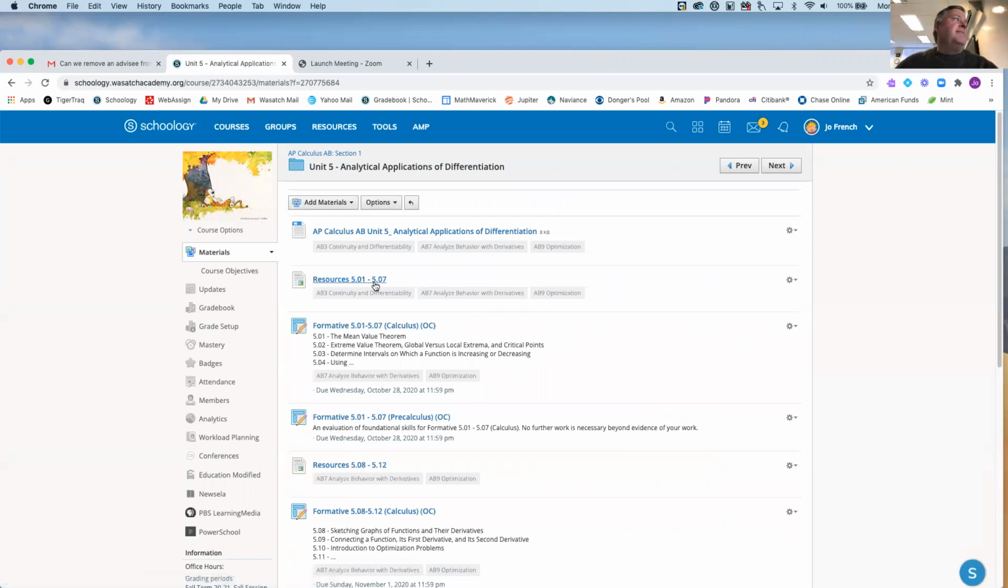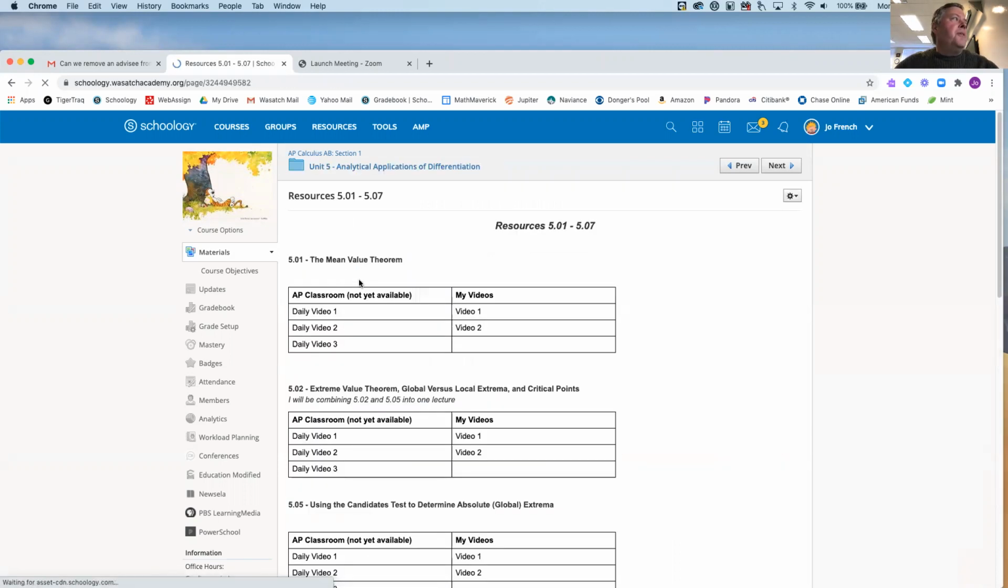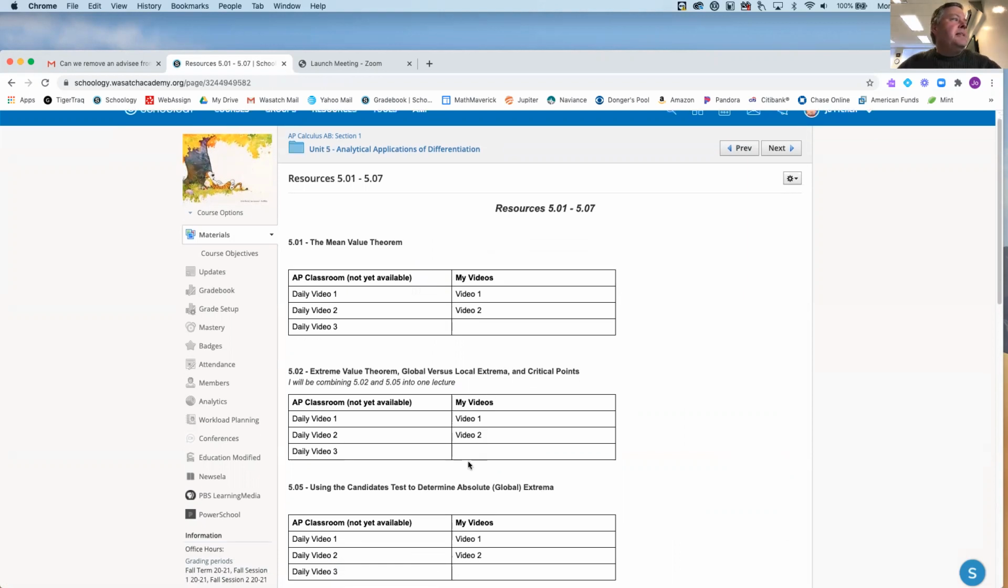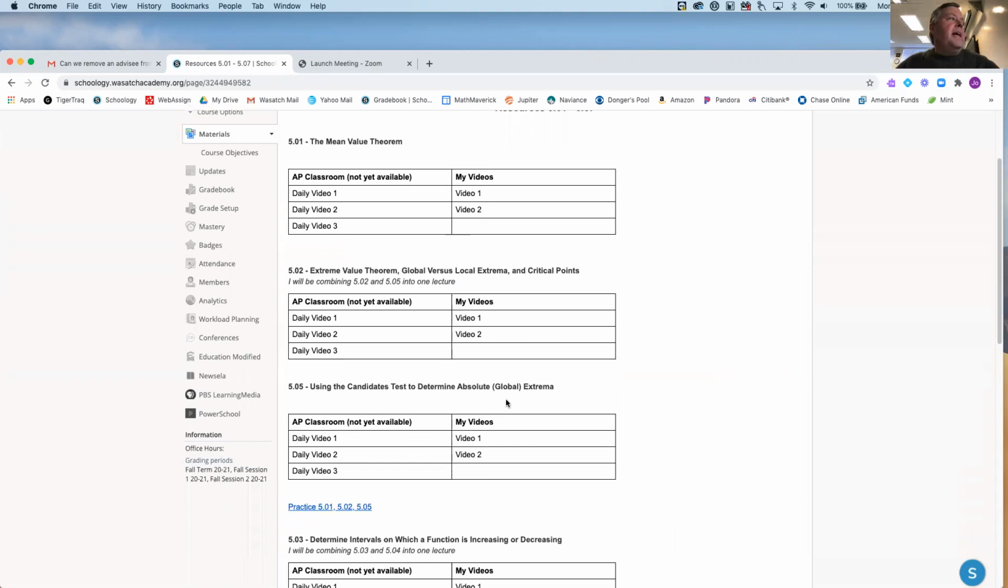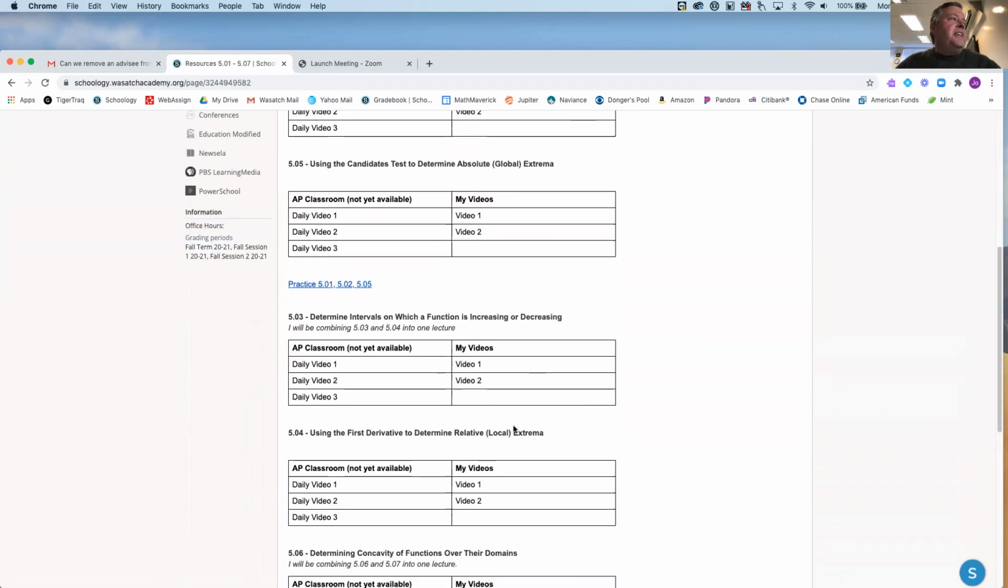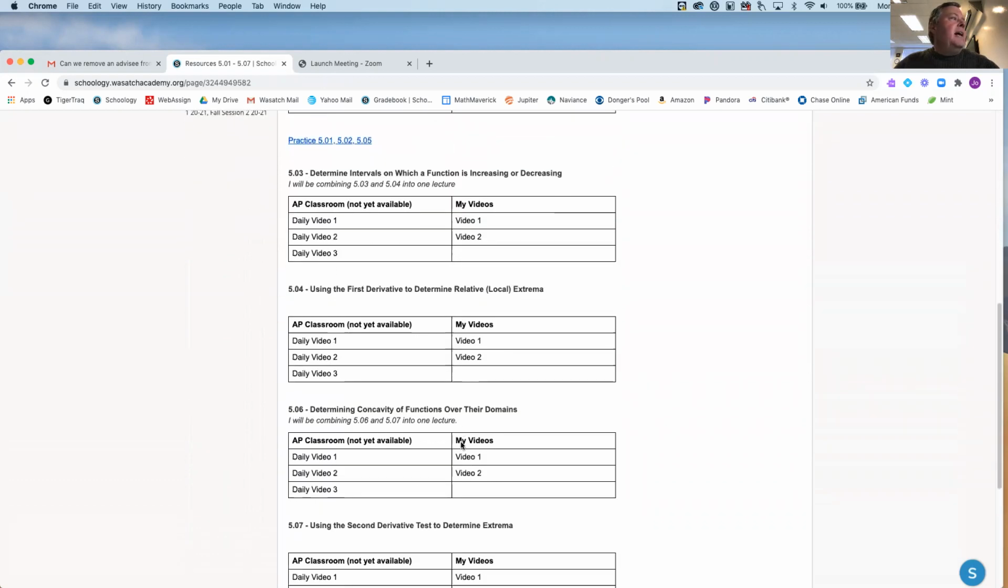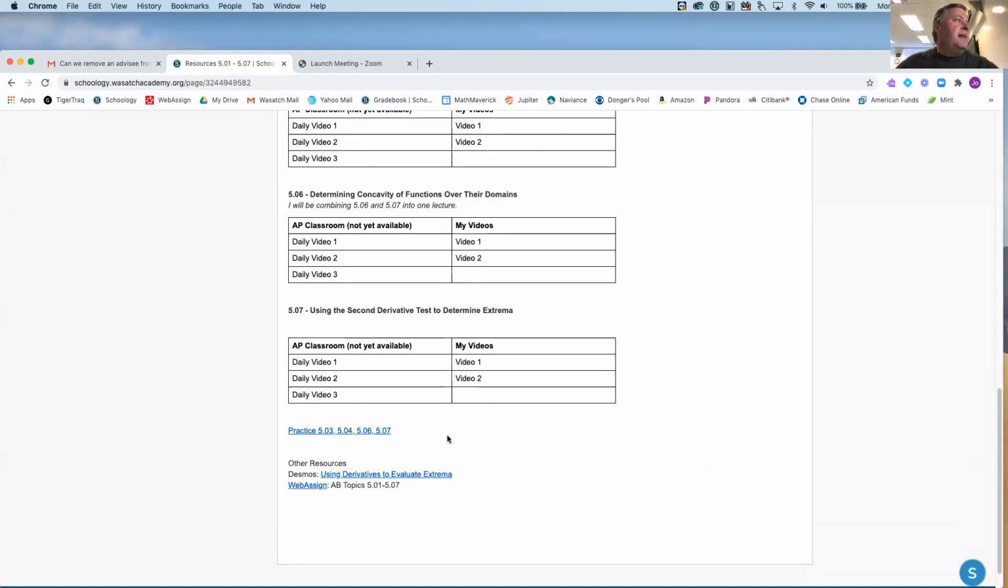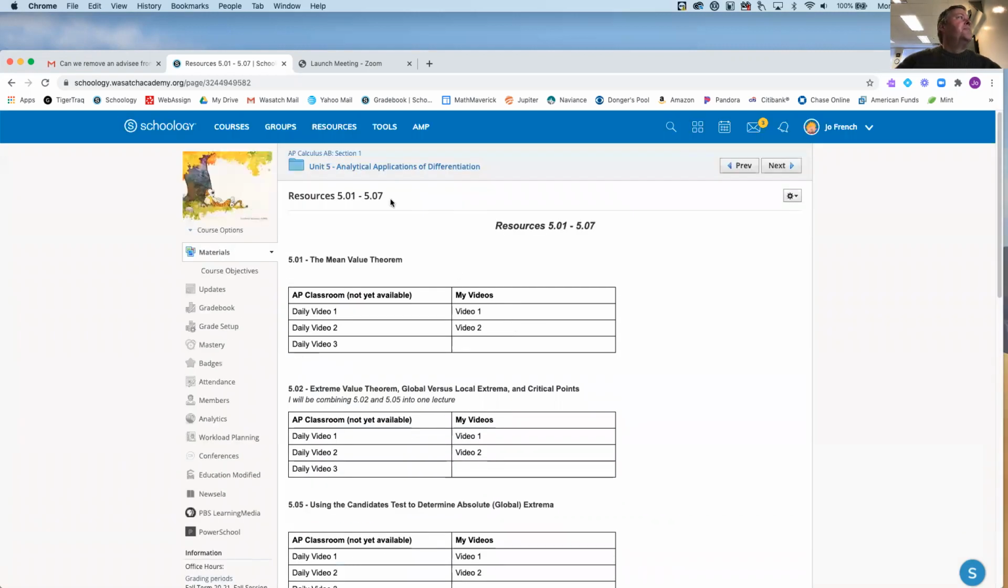The first 7 sections will be covered before our first formative. We'll be using the mean value theorem, and then the extreme value theorem, and looking at extremes, critical points, which help us locate extremes, and how to determine absolute extremes. And then we'll look at increasing and decreasing functions and concavity. So we'll have a couple of practice tests before that first formative.